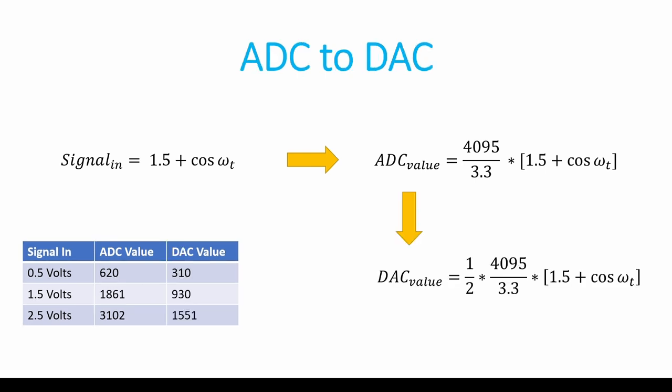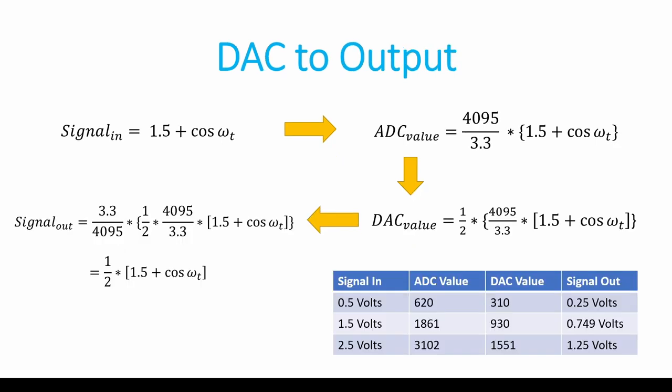As we saw in the multiplication demo, we used a divide by 2. Therefore, to model the multiplication system, we can represent the DAC value as the ADC value multiplied by 1/2. Finally, the DAC value is converted back to an analog voltage. This conversion can be mathematically represented as the inverse of digitization. Specifically, the DAC value is multiplied by 3.3 and divided by 4095. Therefore, the analog output signal can be represented as the input signal scaled by 1/2.